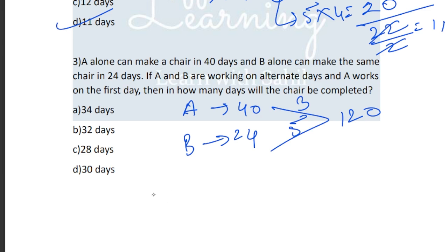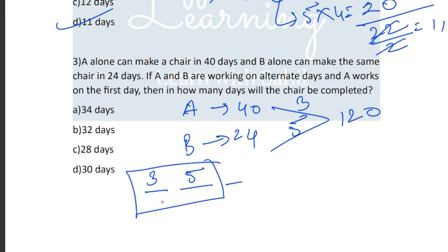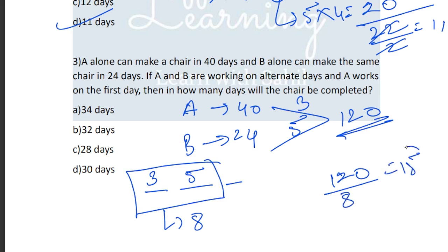Now they are working alternately starting from A. So on the first day 3 units of work will be done, and on the second day 5. So this goes on, right? 3, 5, 3, 5, 3, 5. But if you combine a bunch of 2 days, the total work is 8 units. Right, now here we have 120. So 120 divided by 8, it will be 15 bunches of days. Each bunch is 2 days. So 15 multiplied by 2, it will be 30.